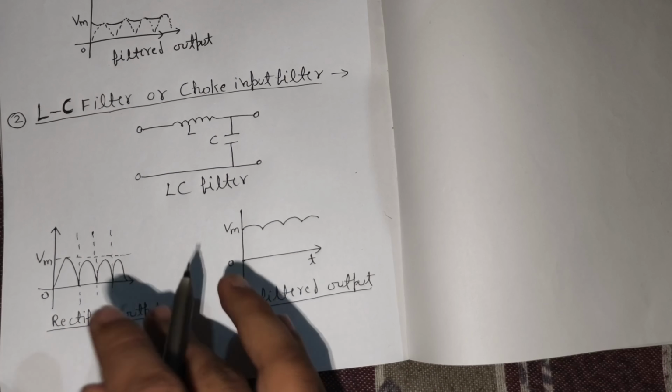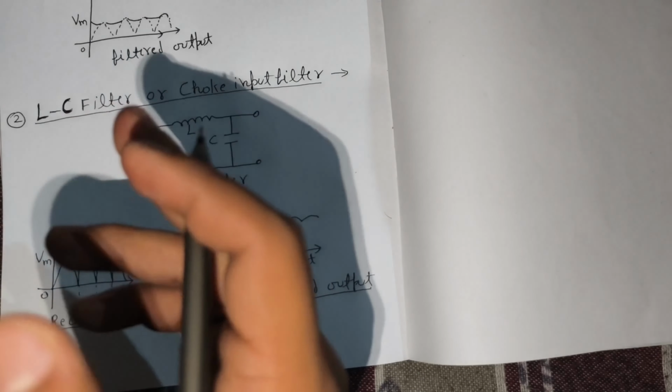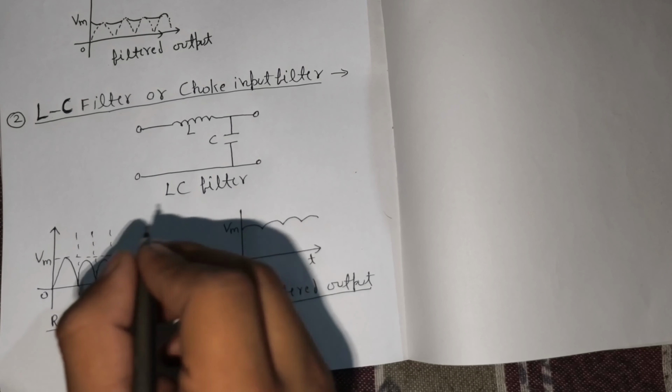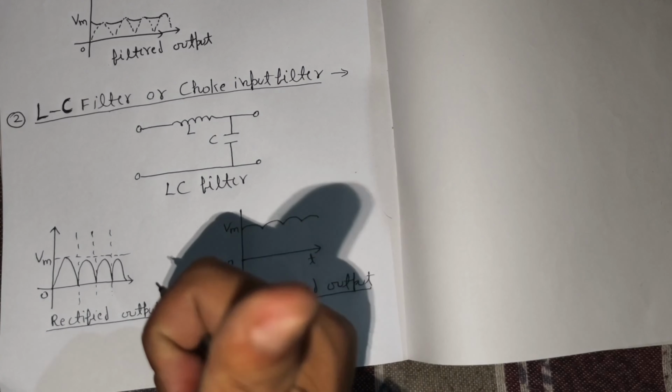Now we are talking about the LC filter or choke input filter. A filter circuit can be constructed using both an inductor and a capacitor in order to obtain a better output, where the efficiencies of both the inductor and the capacitor can be used. The figure below shows the circuit diagram of an LC filter.